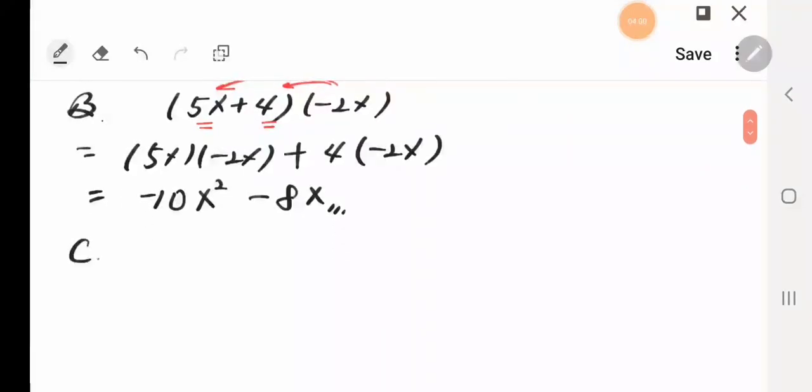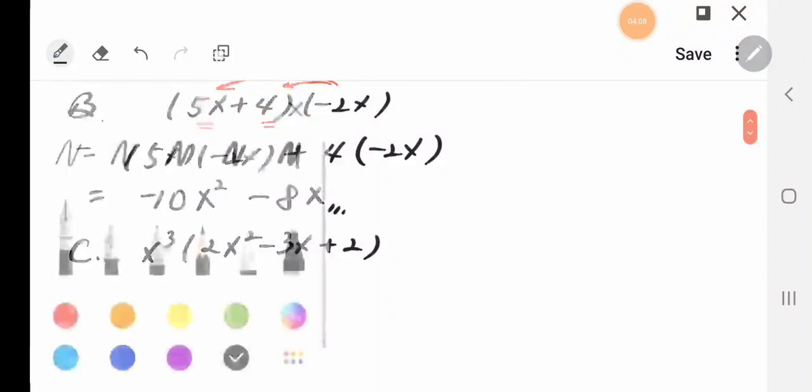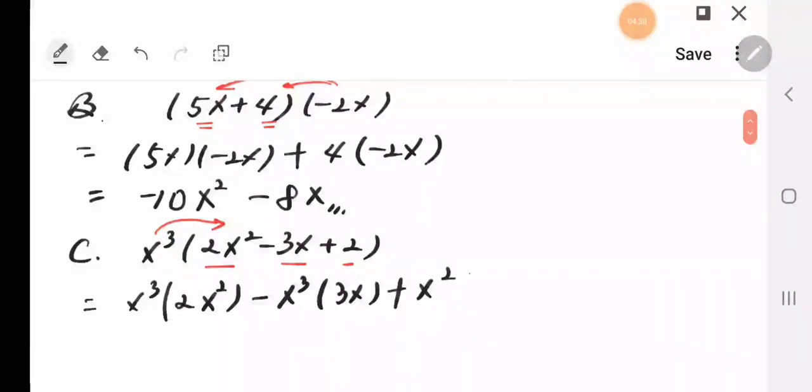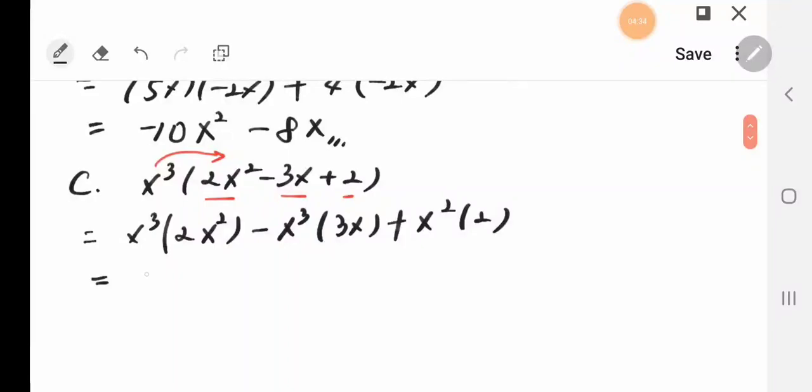Okay, let's try letter C. Letter C is x cubed multiplied by a trinomial. We will do the same thing: multiply x cubed by each term inside the parenthesis. That will be x cubed multiplied by 2x squared, minus x cubed multiplied by x, plus x cubed multiplied by 2x squared's last term. Then simplify each term. For 2 times x, the exponents are 3 and 2, so we add them: 3 plus 2 is 5, giving 2x to the 5th power. Minus, then x cubed times x is x to the 4th power, because 3 plus 1 is 4. And finally plus 2x squared.